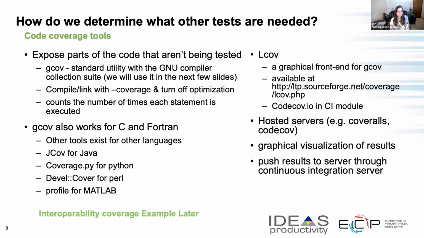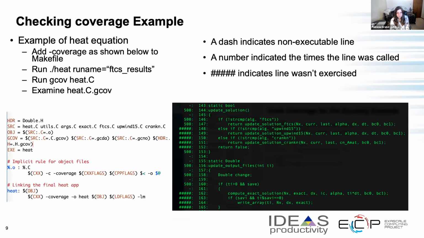It also has a graphical front end. It's pretty easy to use. You just compile with the coverage option and turn off optimization, and it actually counts the number of times each statement is executed. It works for C and Fortran, and there are other tools for other languages. We have them here, and you can look at that. Sometimes you can have the results pushed to a continuous integration server.